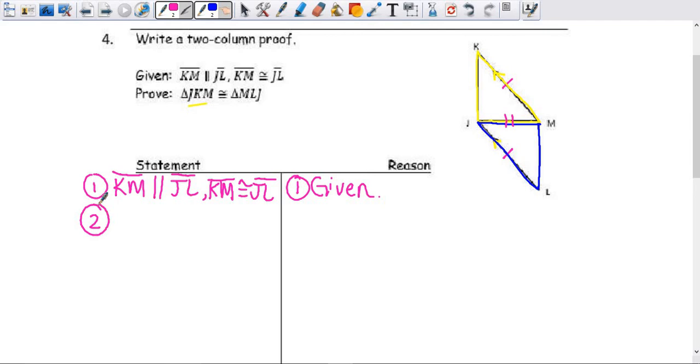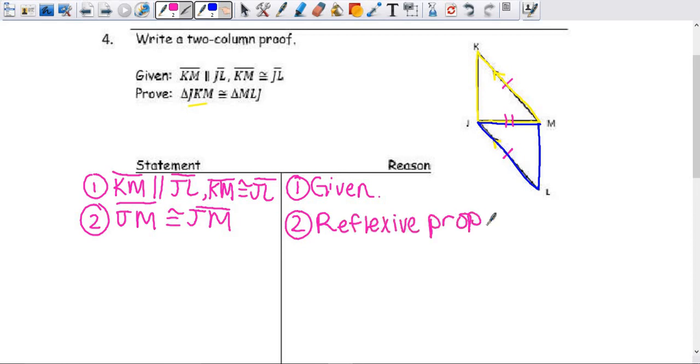So reason number 2 can be JM is congruent to JM by the reflexive property. Always look for common sides and vertical angles to start, and then you might need to use what was given to you. So the sides being congruent, KM to JL, does help us a little bit, but we're probably going to use that KM is parallel to JL. So let's look at what would come of that.